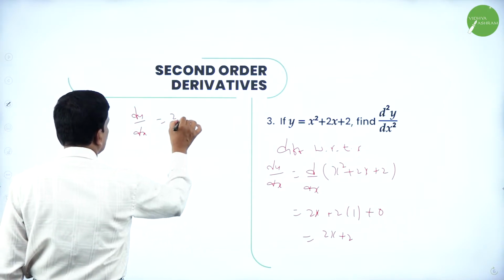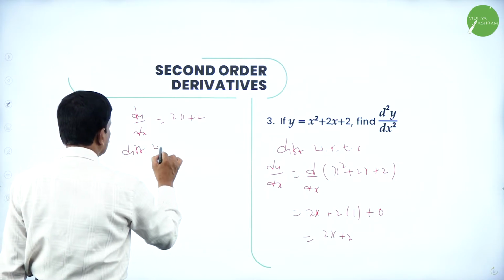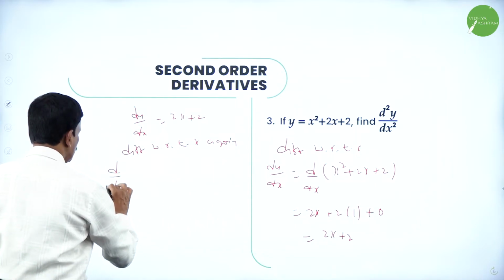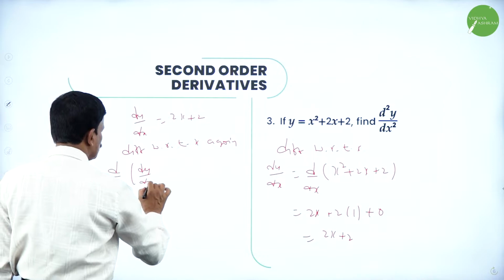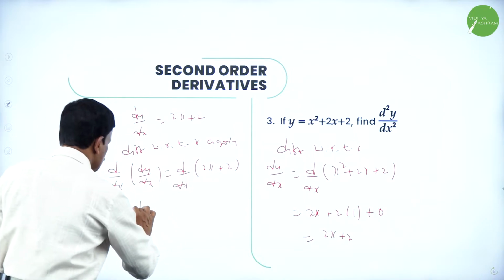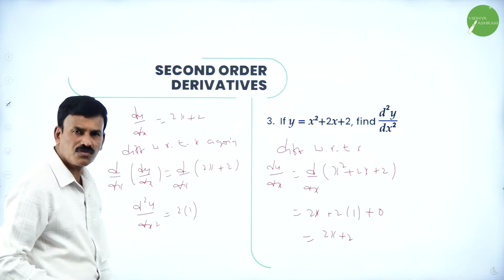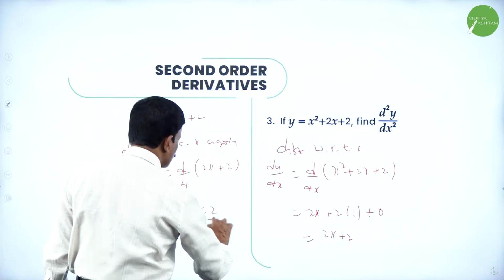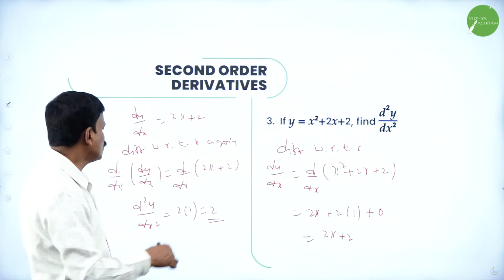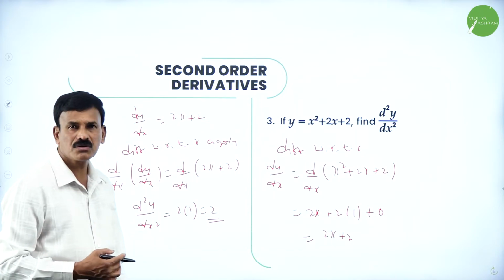Now differentiate this again. Differentiating with respect to x again, what we will get? So then this is d by dx of dy by dx is equal to d by dx of 2x plus 2. So this is d square y by dx square is equal to 2 into differentiation of x is 1, plus 2 constant, 0, that's equal to 2. So derivative of this is 2. If you differentiate once again, you will get 0, right? So the second derivative of x square plus 2x plus 2 is 2, a constant.